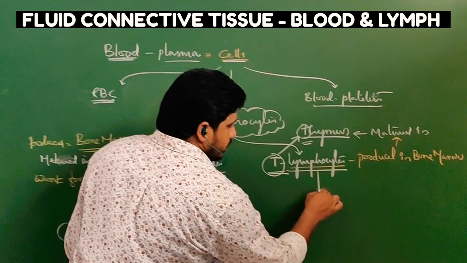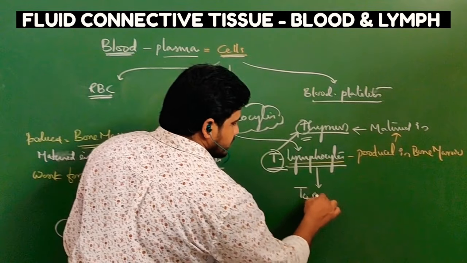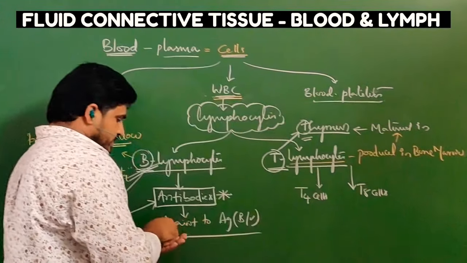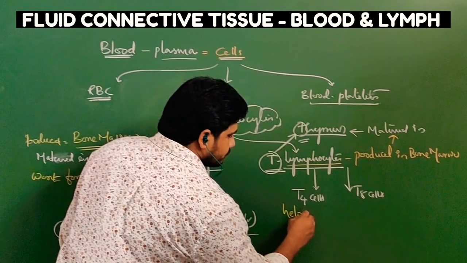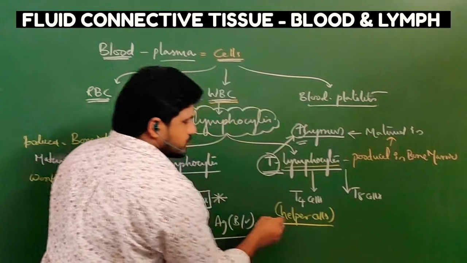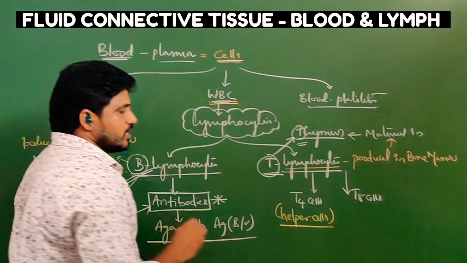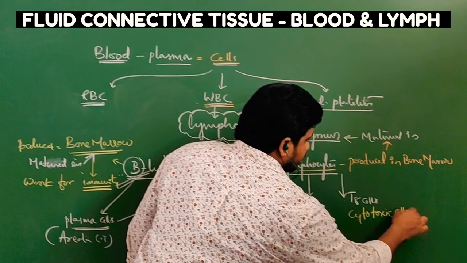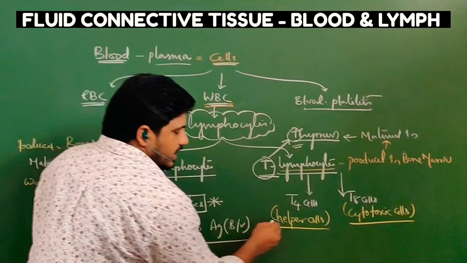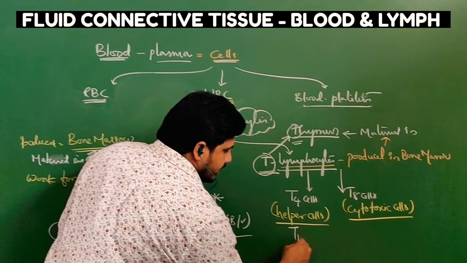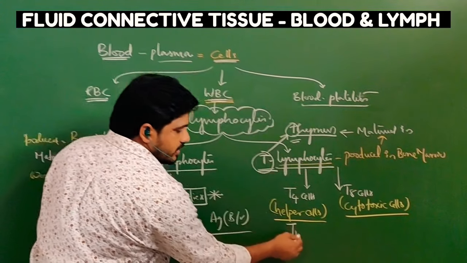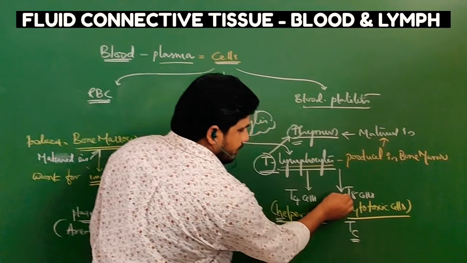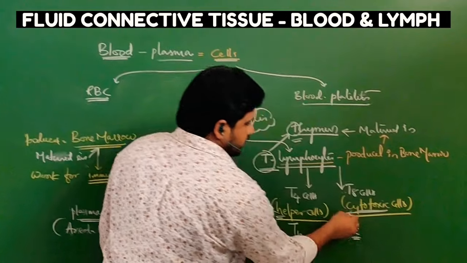The T lymphocytes are again of two types: T4 cells and T8 cells. T4 cells are called helper cells. They help in both bacterial infection and viral infection. T8 cells are called cytotoxic cells. They help mostly in viral infection. As they are helper cells, they are also considered TH cells: T means T lymphocyte, H means helper. As well, the T8 cells are also called TC cells: T means T lymphocyte, C means cytotoxic cells.